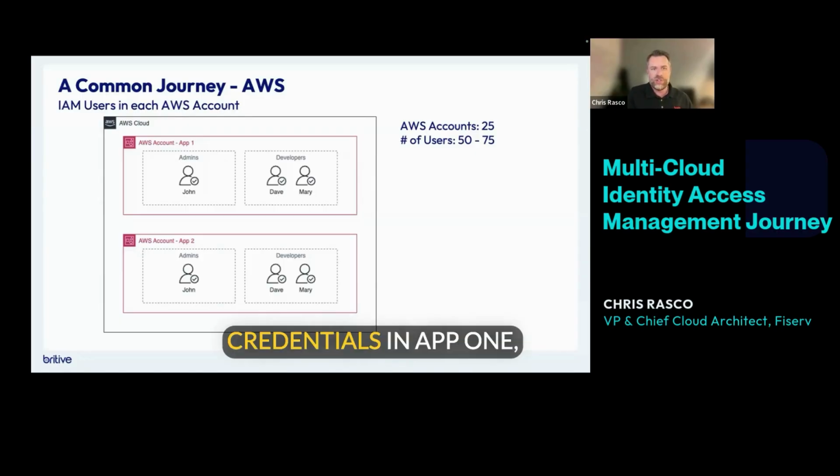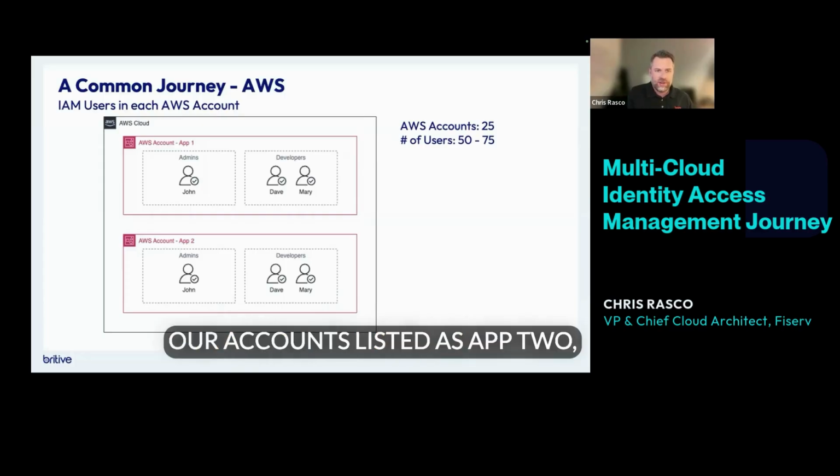He's got a set of credentials in app one, and in this case, our account is listed as app two, but that could be dev and production. And then we've got a handful of developers that are doing work. So we've got Dave and Mary acting as our developers, and they've both got credentials in each of these accounts.